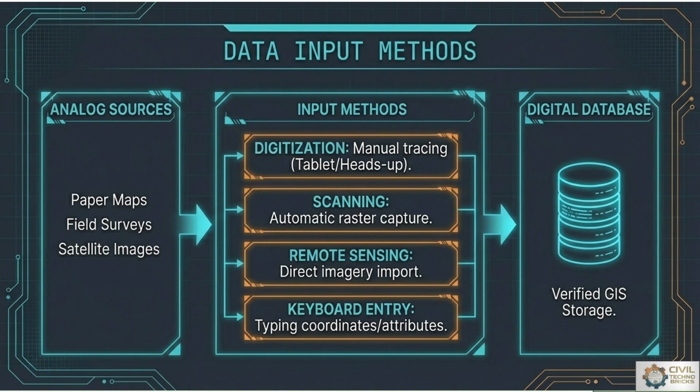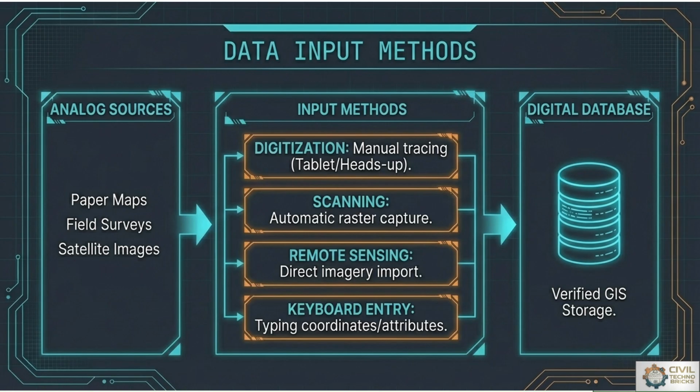Scanning, which is automatic raster capture of maps and survey documents, helps in data preservation and map processing. Remote sensing is where direct imagery import takes place. Satellite and aerial imagery are directly integrated into GIS for monitoring, planning, and infrastructural management. Lastly, keyboard entry, typing coordinates or attributes, where we can manually enter data using the keyboard.